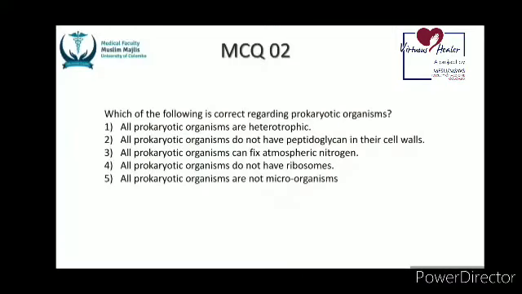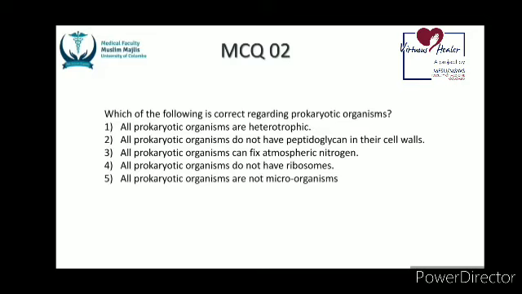Question number 2. Which of the following is correct regarding prokaryotic organisms? Now, who are prokaryotic organisms? These are the organisms who do not have a true nucleus, meaning that their nuclear material is not surrounded by a proper nuclear membrane. And also these organisms don't have any membrane-bound organelles. The only organelle that is present in these organisms would be ribosomes. Examples for prokaryotic organisms would be bacteria and archaea.